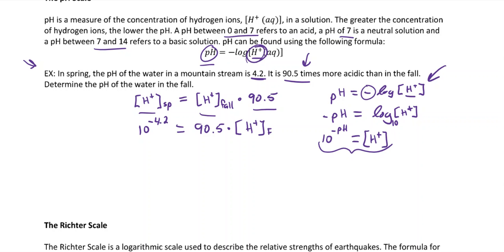Okay, so you guys probably see where we're going with this. We just have to divide by 90.5 on both sides. So we end up getting H plus for the fall is equal to, it ends up being 6.97 times 10 to the negative 7.